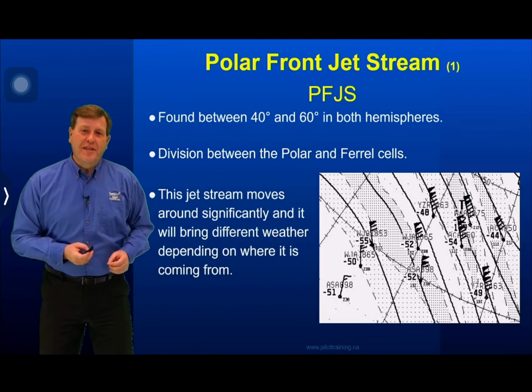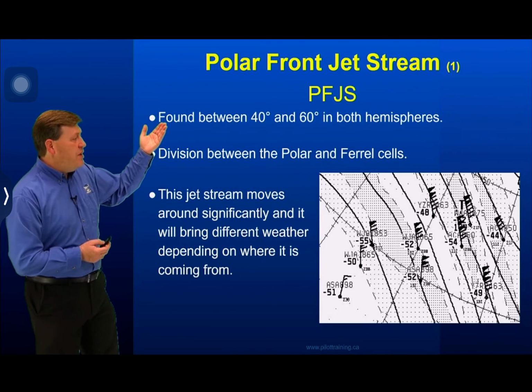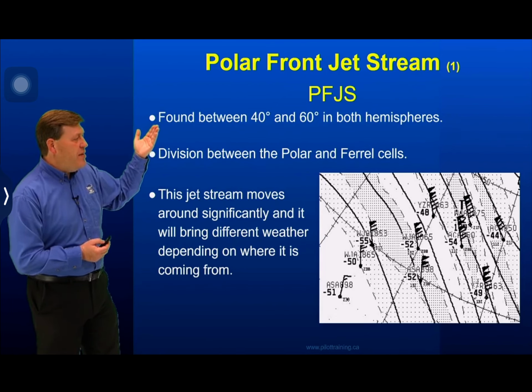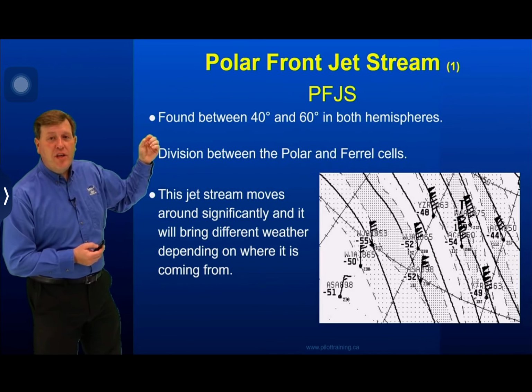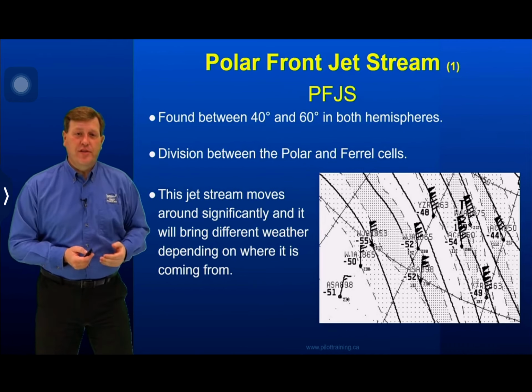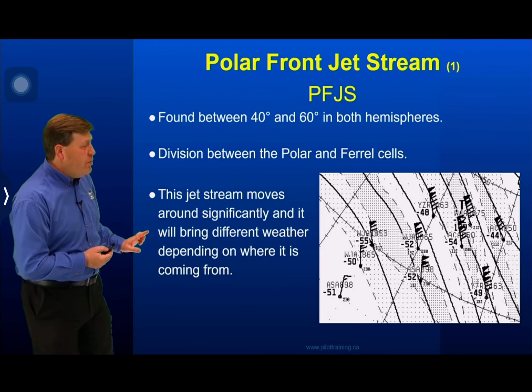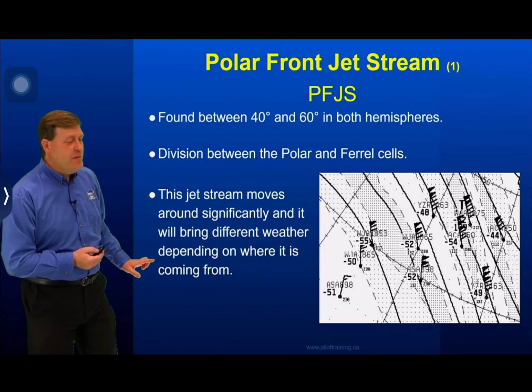So the polar front jet stream, PFJS, is typically found between 40 and 60 degrees in both hemispheres. It's found where the polar cell meets the Ferrel cell. This jet stream moves around a lot, and it will bring different weather depending on where it is coming from.